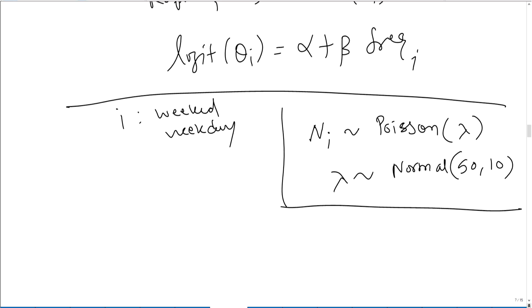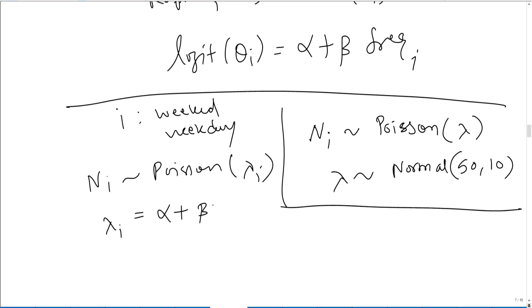So, how do we do that using a regression model? Let us say Ni comes from Poisson lambda i. Ni is the number of road accidents on the ith day. Lambda i is the rate of road accidents on the ith day, because lambda is now going to depend on whether it's a weekday or weekend. So, let us say we write lambda i as a linear function of alpha plus beta and a linear function of weekday. So, whether it is a weekday on the ith day or not.